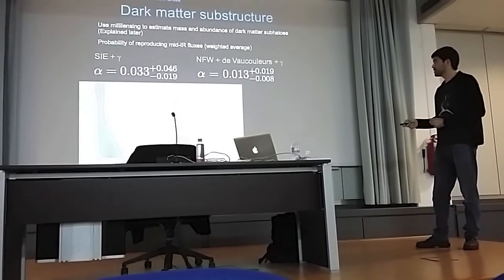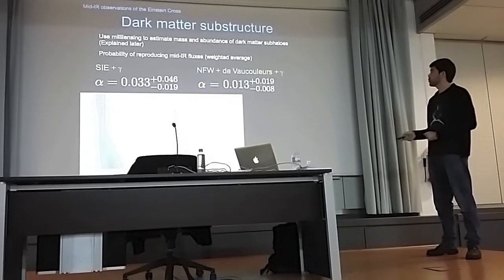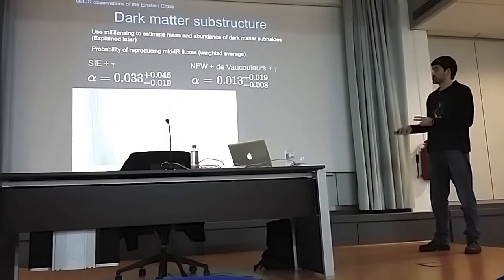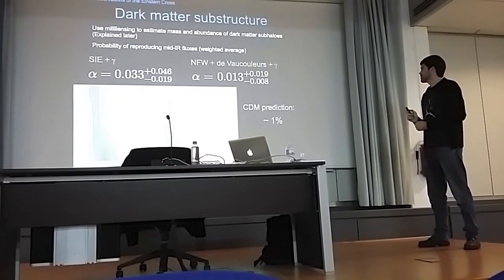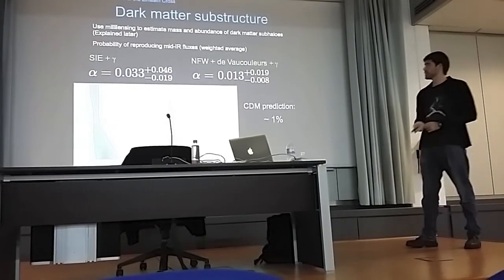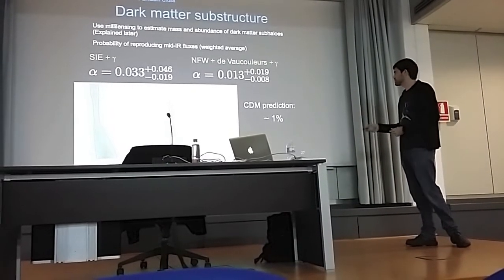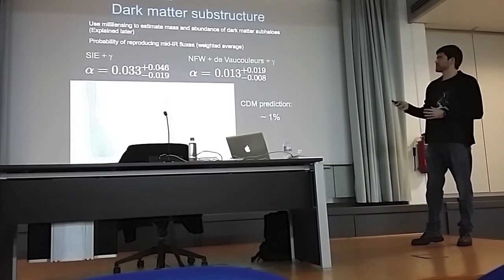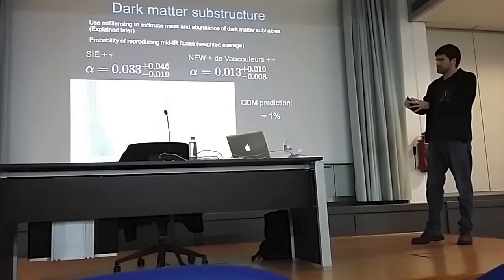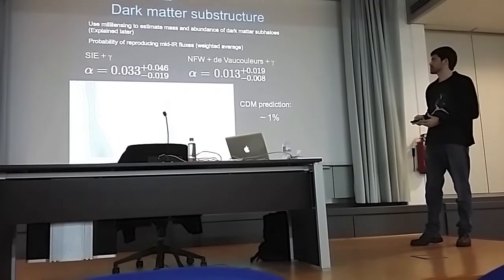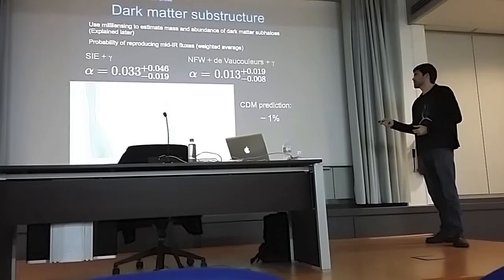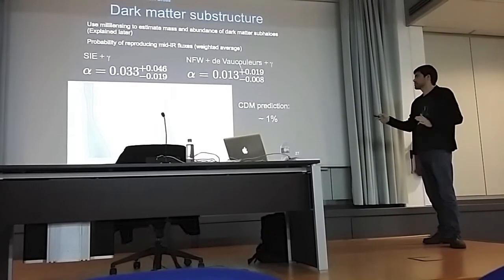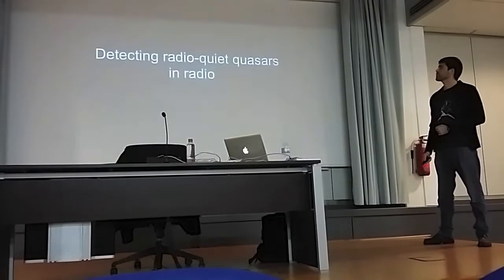If we use a more detailed model, we only need about 1.3% in subhalos to reproduce our flux ratios. So the cold dark matter prediction in the central regions of the halos is about 1%. And we have real difficulties to use a smooth model to reproduce these flux ratios just by modeling without substructure. So maybe this is an actual estimation of the substructure in this system. It is consistent with the prediction.